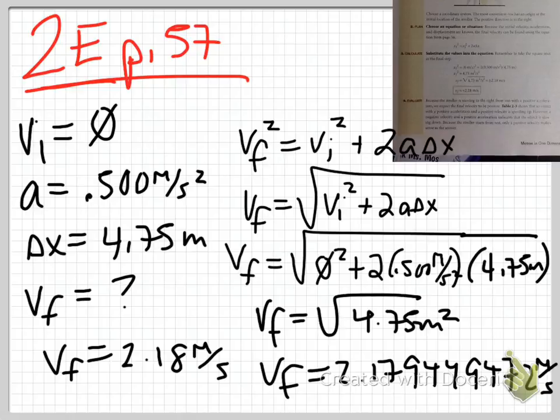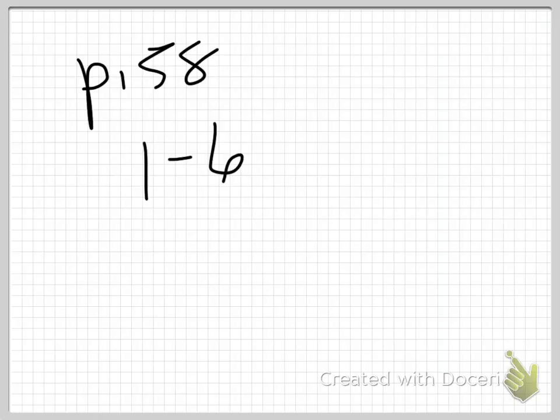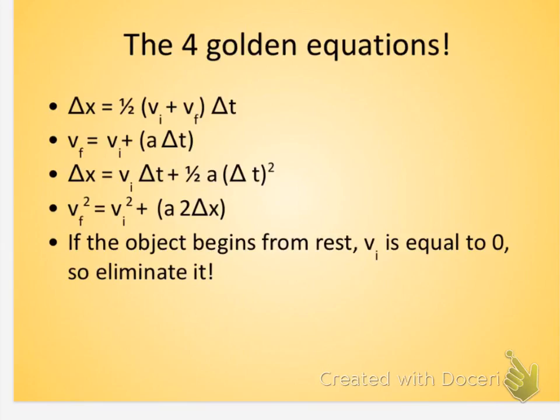So assigned are 1 through 6 on page 58. These are the 2E problems, and that's it. Go. The big golden note card.